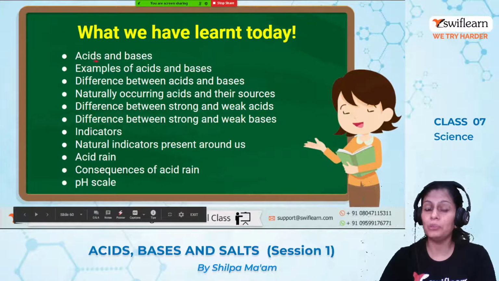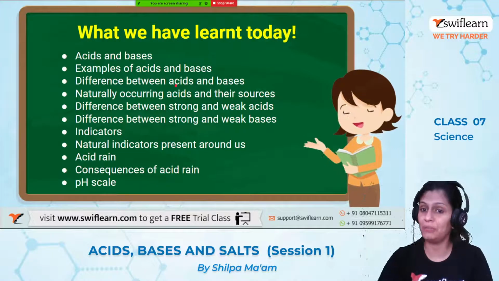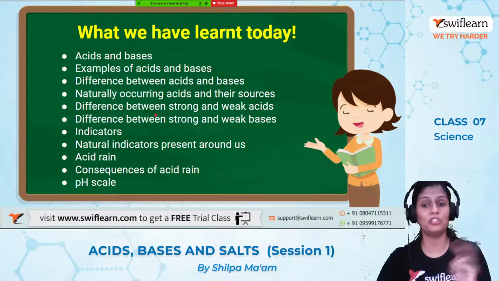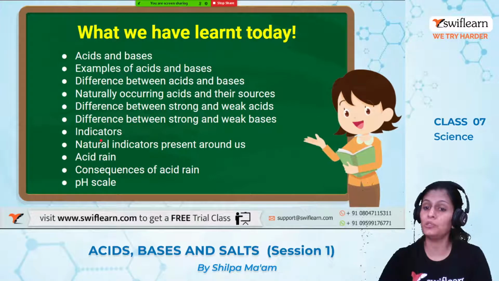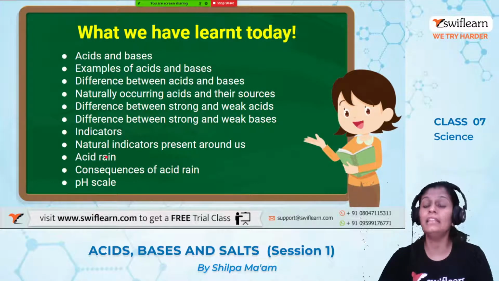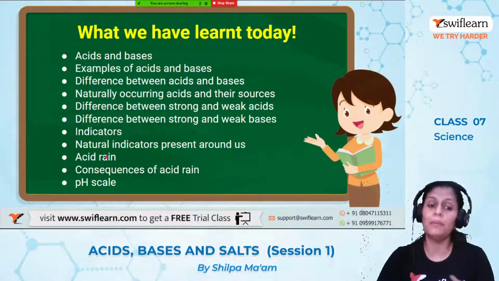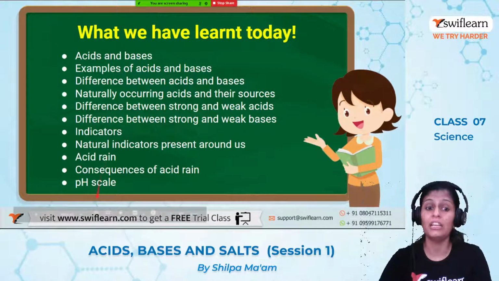So what we have learned today: what are acids and bases, examples of acids and bases, how we can differentiate between them, what are naturally occurring acids and their sources, how we can differentiate between strong and weak acids, strong and weak bases. Indicators come into play when we cannot taste or touch a substance. There are natural indicators present around us, and most of the acids cause acid rain, because of which the crops and the bridges are getting affected.